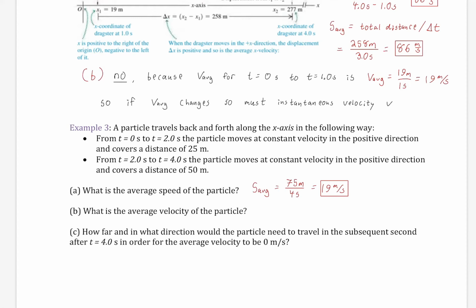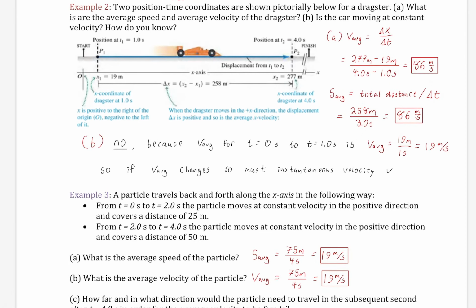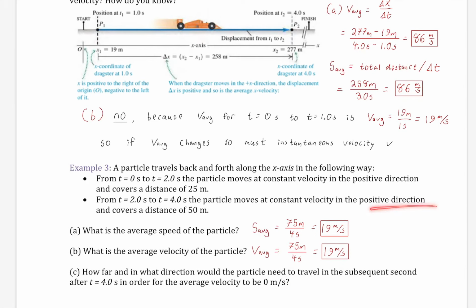All right, it would just be 75, the total displacement, divided by the total elapsed time. And it turns out that the velocity would be the same. Why is that? Because like in the motion diagram problem above, nothing turns around. The direction remains positive for both segments of the motion of the particle.